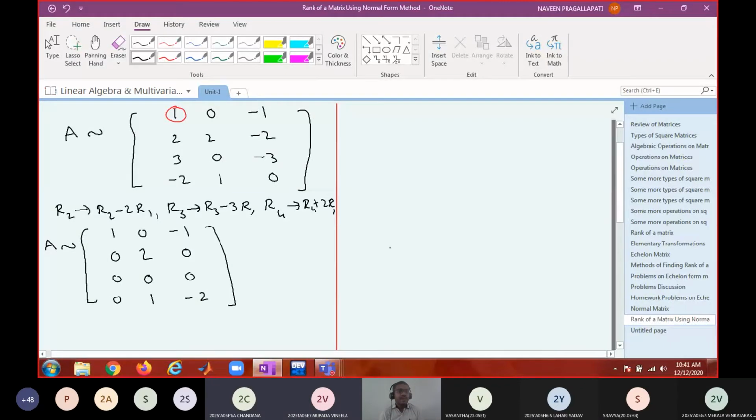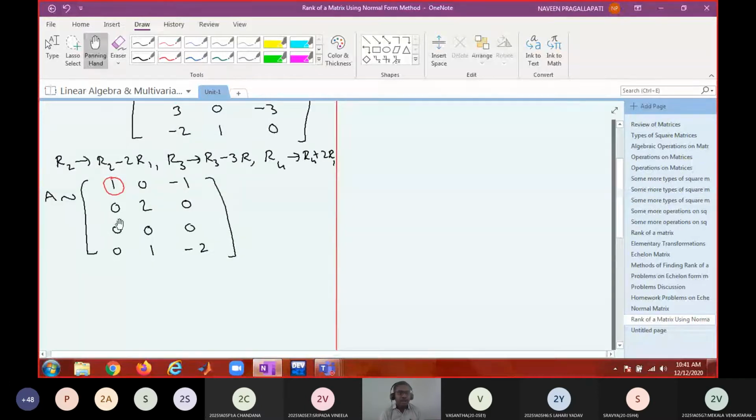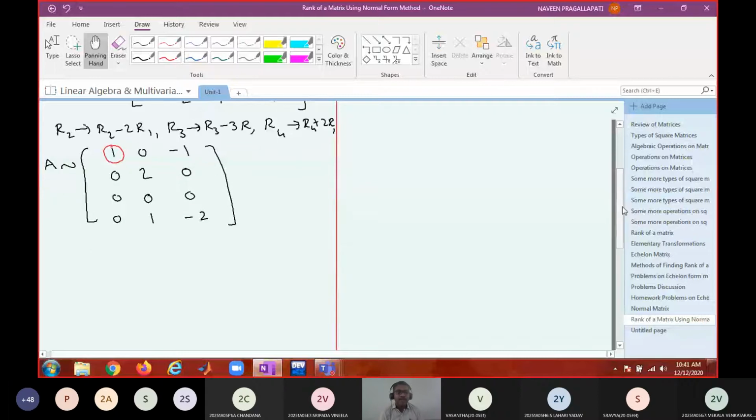Yes, sir. Now what are the next set of operations I have to apply? After making the entries under the pivot position 0, you have to make the elements after the pivot position 0. Already this position is occupied by 0, so we only have to apply one column transformation to make this entry 0. So what is the operation now? C3 gets C3 plus C1.